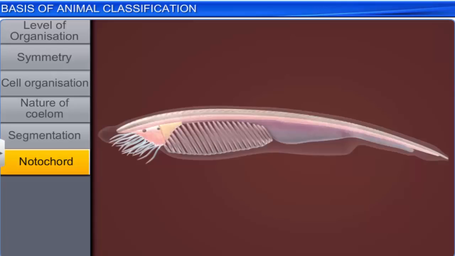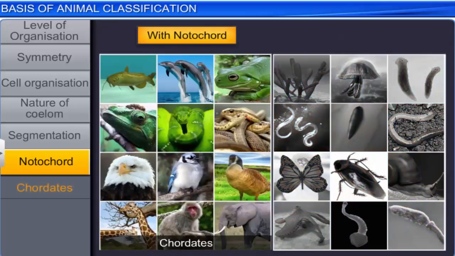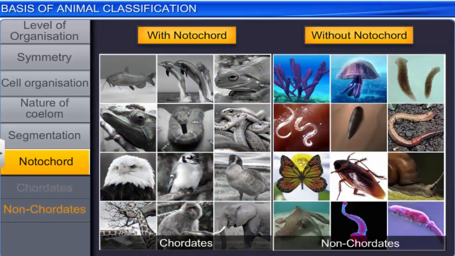One of the most important features for animal classification is the presence or absence of a notochord. Some animals develop a rod-like structure on the dorsal side during embryonic development, which is known as the notochord. Animals with a notochord are called chordates, while animals without a notochord are called non-chordates. Members of phylum Porifera to echinoderms are non-chordates.